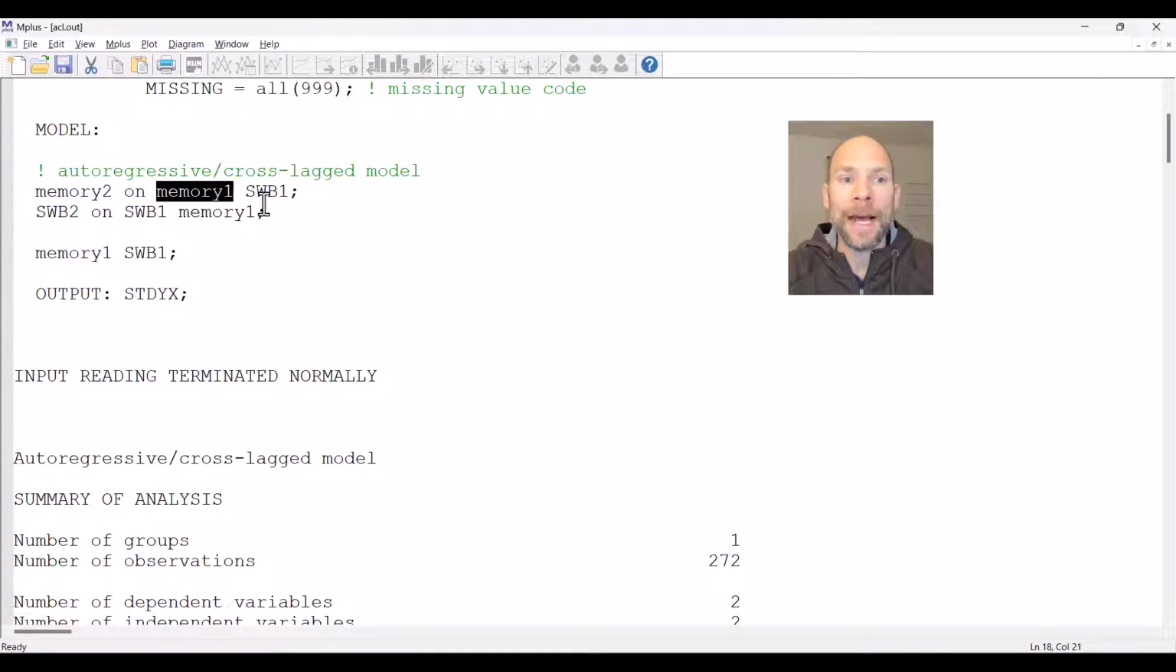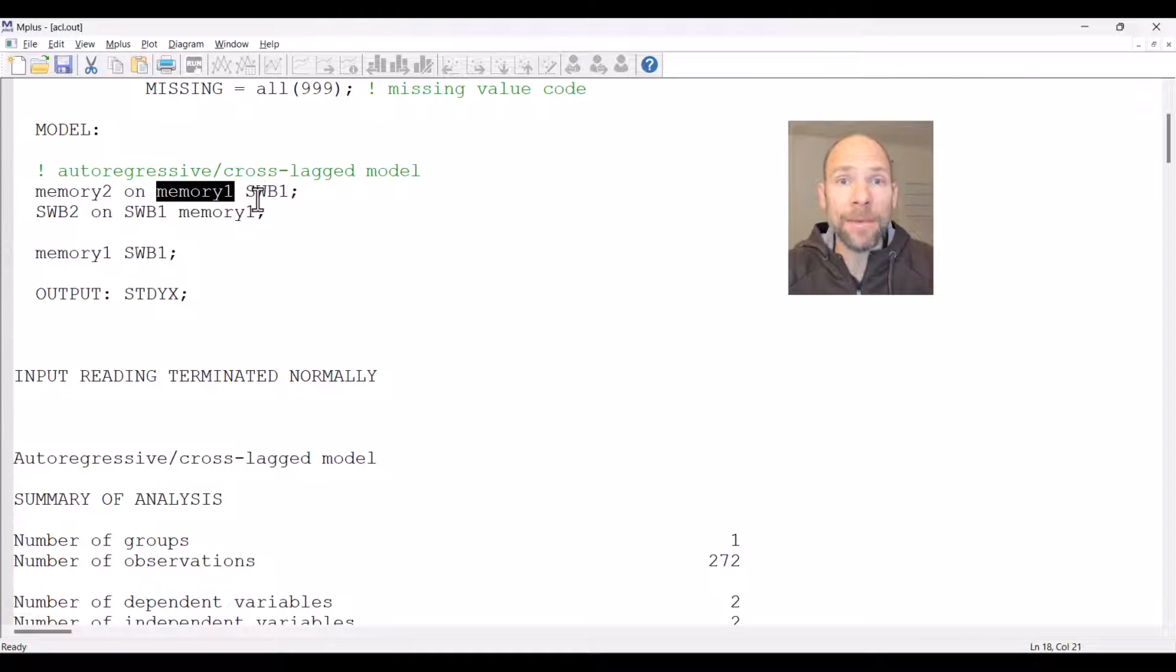So the whole idea, or one idea, of the autoregressive cross-lagged model is to look at effects of other variables above and beyond the autoregression. So while controlling for the autoregressive stability, is there an effect of another variable over time?